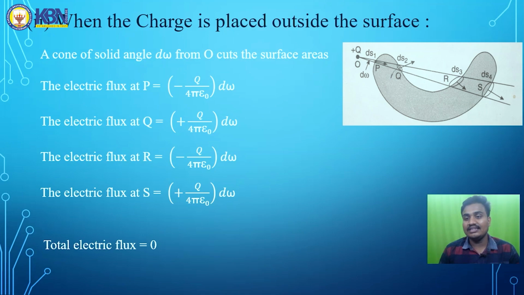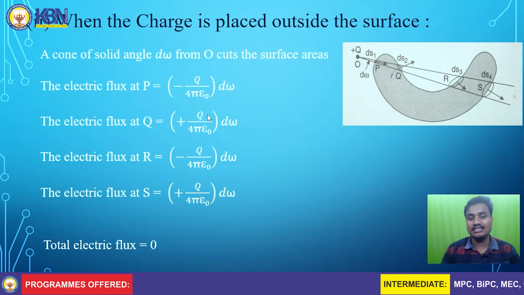Then the other area is at Q. The electric flux at Q through the surface area ds2 is given by plus q by 4 pi epsilon naught d omega, and similarly for the surface area ds3 at point R, the electric flux is given by minus q by 4 pi epsilon naught d omega, where d omega is the solid angle in this case, and the electric flux at S due to the surface area ds4 is given by plus q by 4 pi epsilon naught d omega.